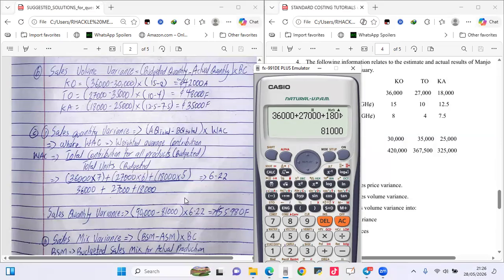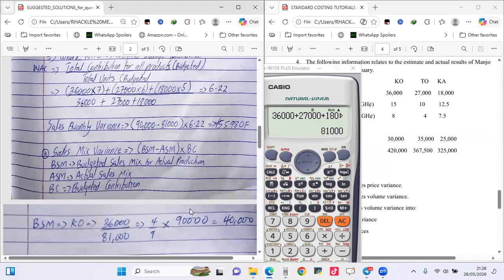And we multiply that by the weighted average contribution. We get 55,980, right? Depending on the number of decimal places you leave, the amount will be increasing by that particular amount. So now we've gotten the sales quantity variance.